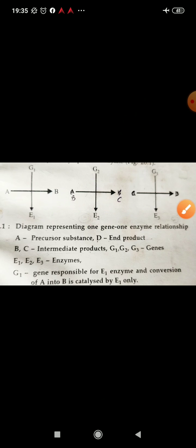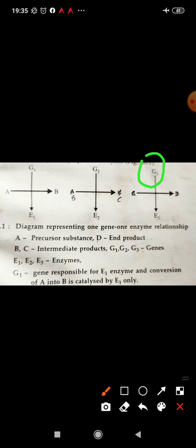Third possibility, if there is a mutation in the G3 gene, there will not be harm to the first two reactions, that is, conversion of A to B will occur and B to C will occur, because gene G1 has produced the E1 enzyme, that's why B is produced. Then conversion of B to C occurs because of the functional G2 producing the E2 enzyme in a normal manner.